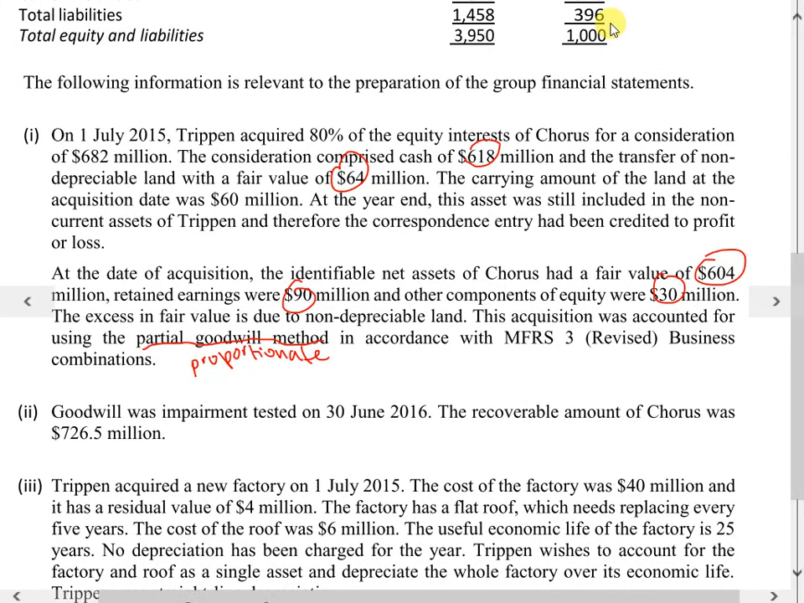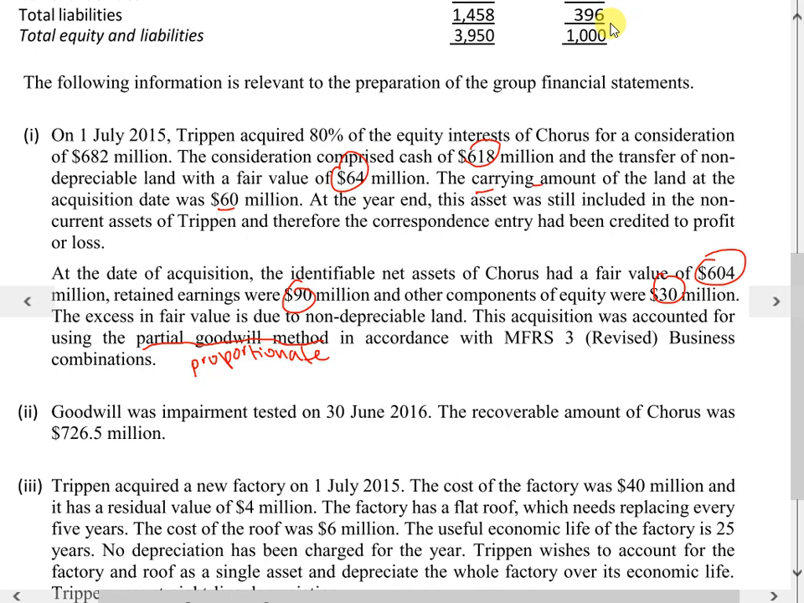Let's go through this one again. I pay 618 as well as I transfer a piece of land with a fair value of 64. Market value is 64. The carrying amount of the land at the date of acquisition was 60. At year end, this asset is still included in the non-current assets. Means you haven't taken out the 60 yet from the non-current assets.